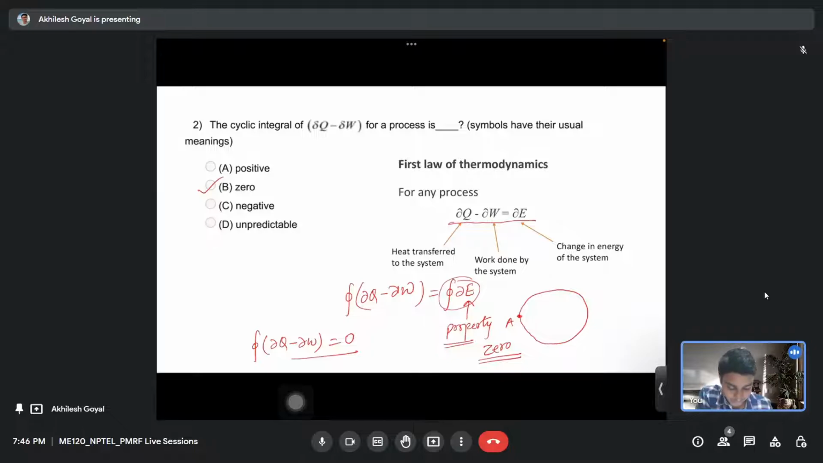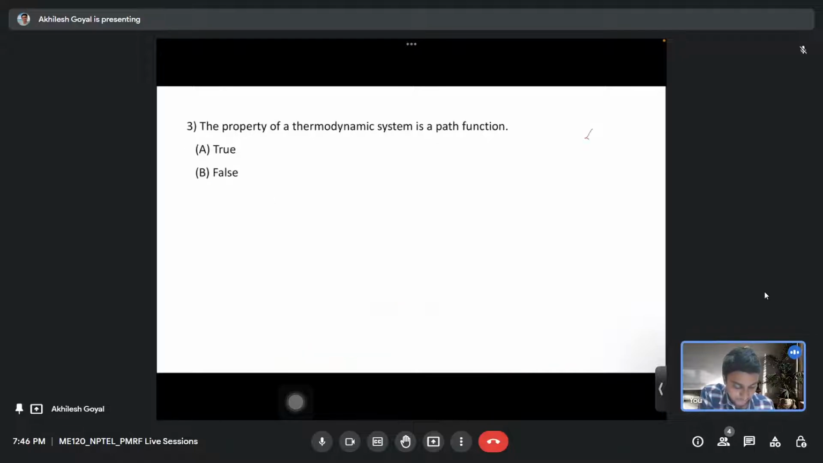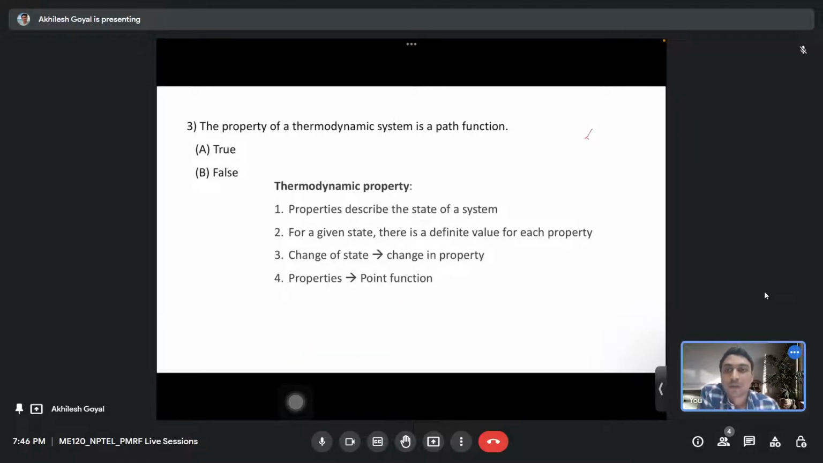The next question is: the property of a thermodynamic system is a path function. It is a true false question. The property of a thermodynamic system, whether it is a path function or not. So what is a thermodynamic property?